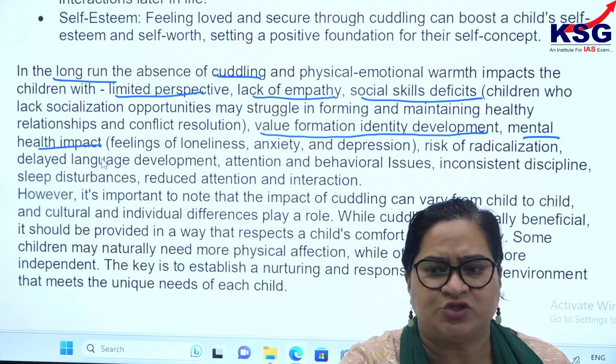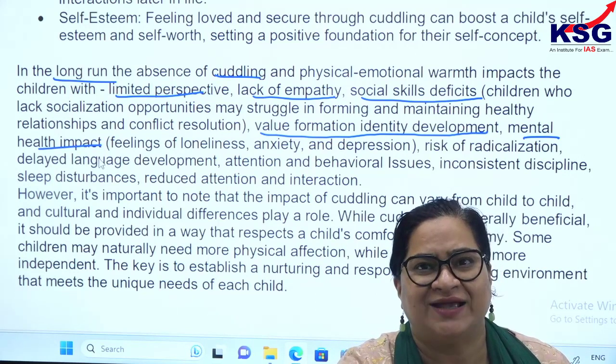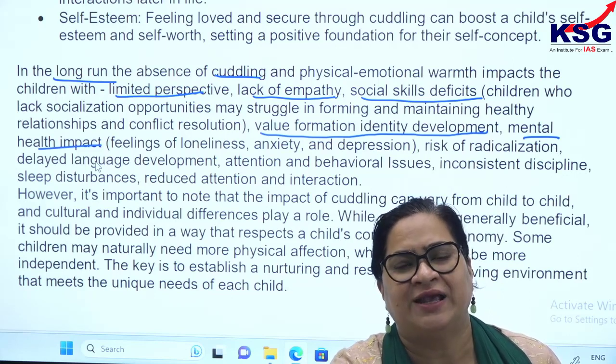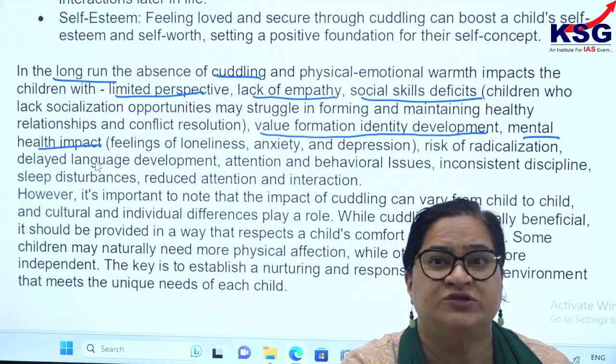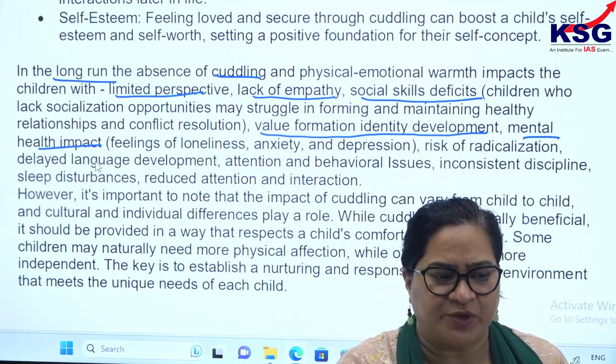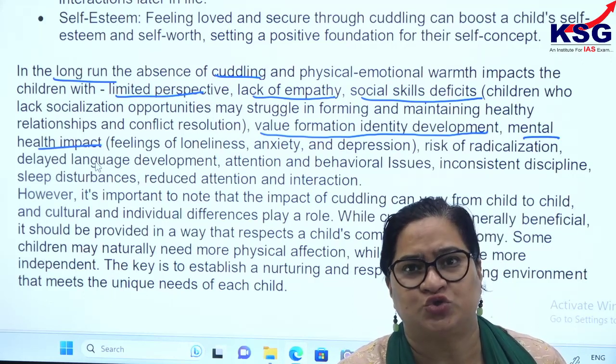When you are cuddling a child and you are talking a lot, what do we generally talk to a child about, other than games, play, pulling the leg? We also talk about a lot of do's and don'ts. And through those do's and don'ts, we communicate a lot of values to a child.